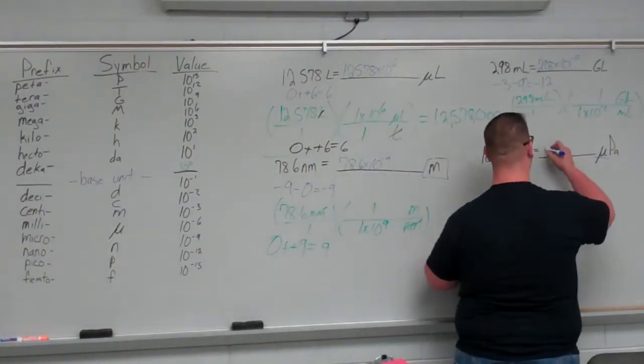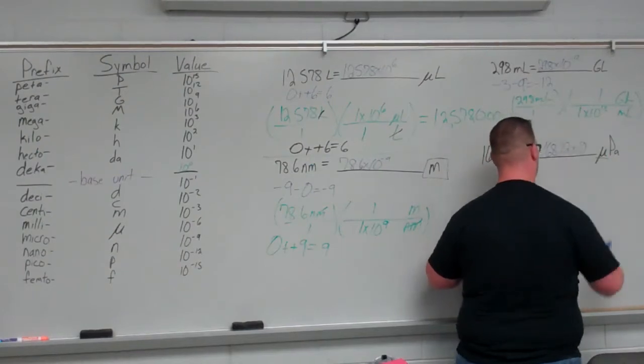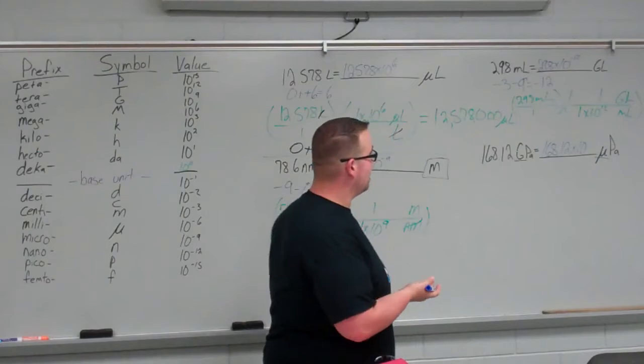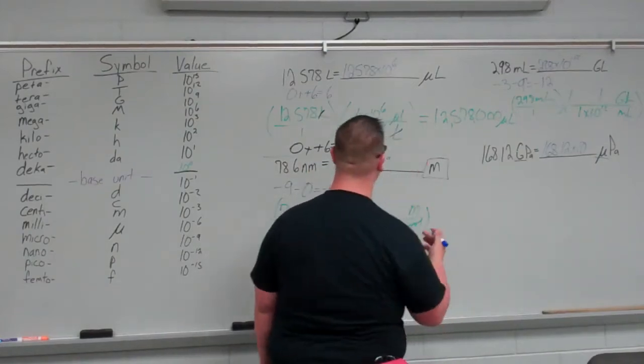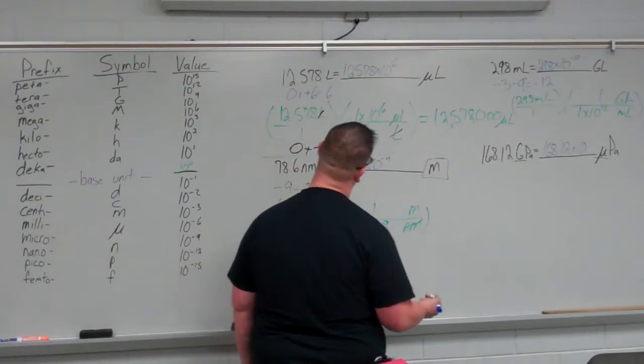Write down the number before: 168.12 times 10 to a something another. Find out what that something another is. So we have giga. What's giga? Giga is 10 to the what? That's right, 9.